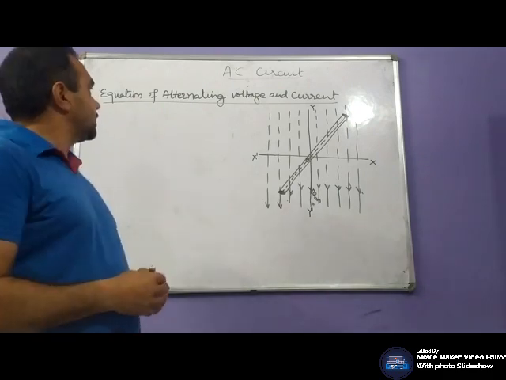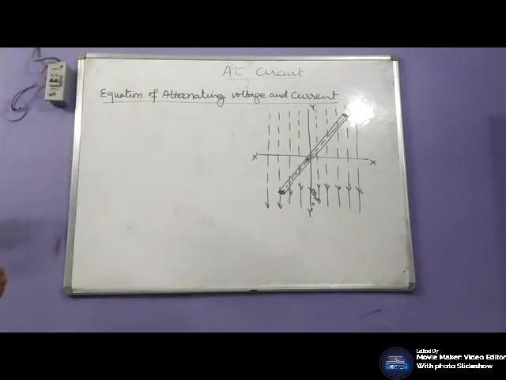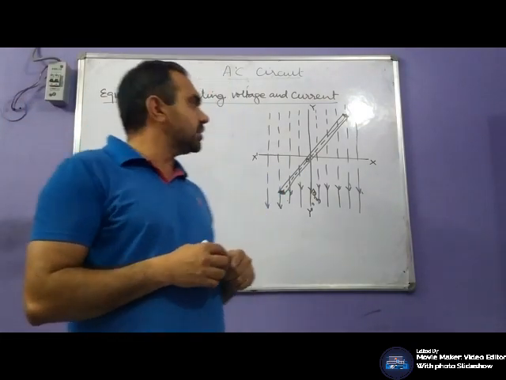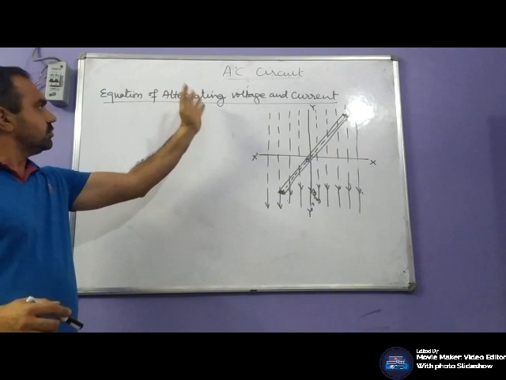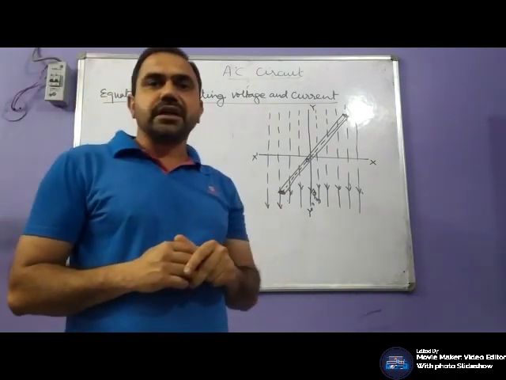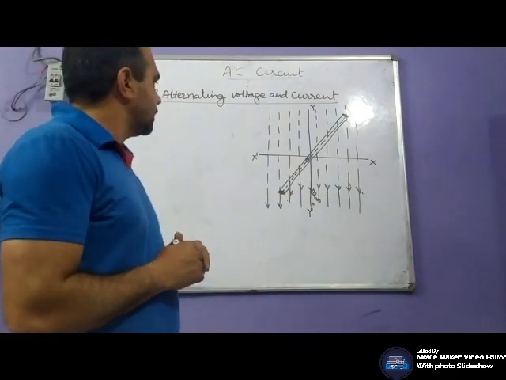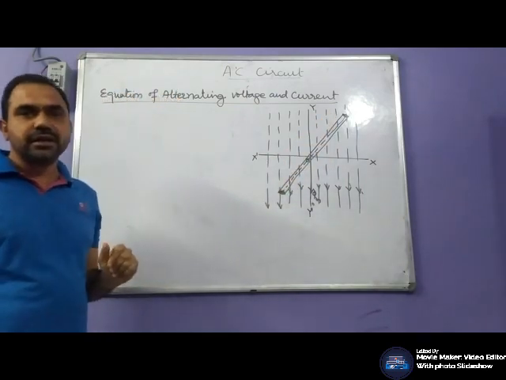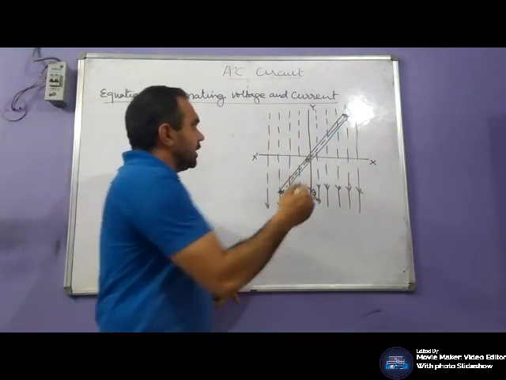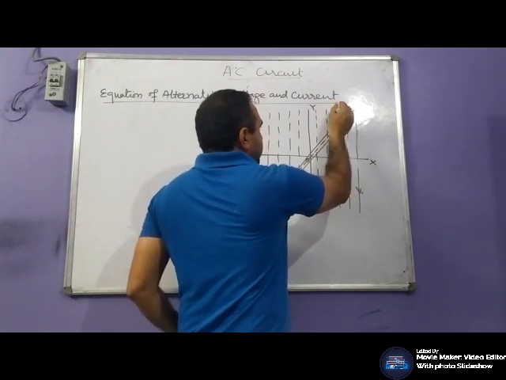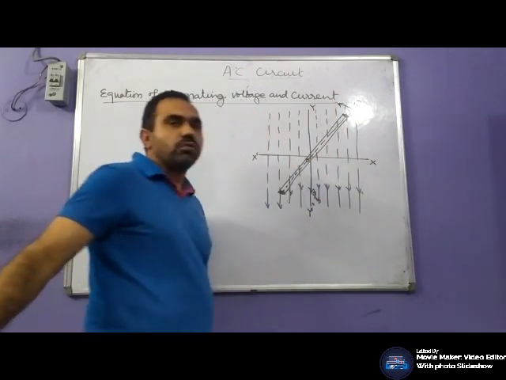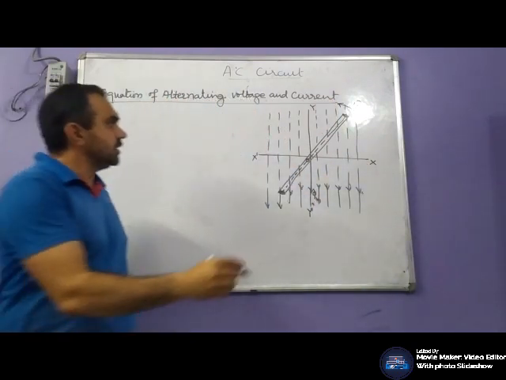Today's topic is AC circuits, in which we will discuss the basics of the AC circuit. First, we will discuss how the equation of voltage and current is developed. Let us consider a coil having n turns, and this coil is rotated with the angular velocity of omega radians per second.